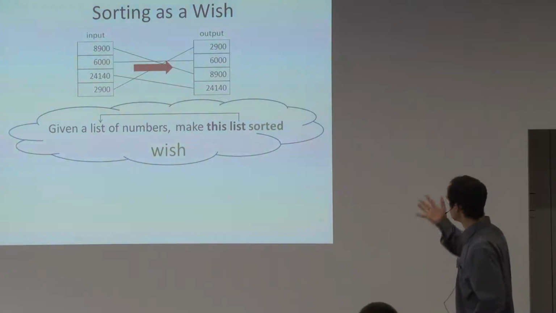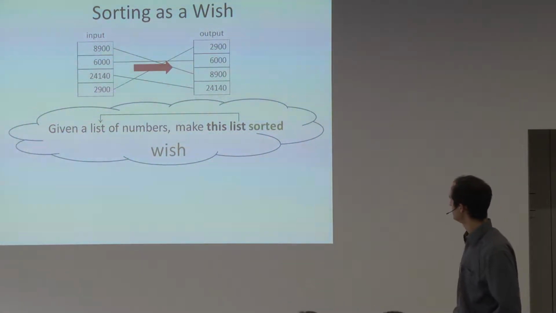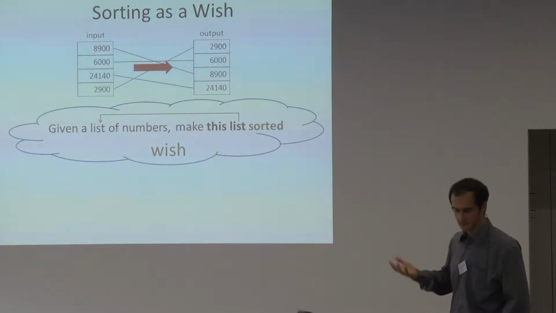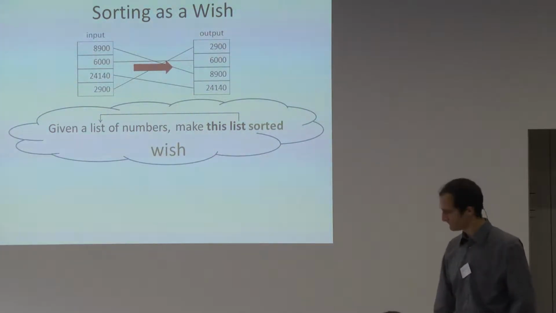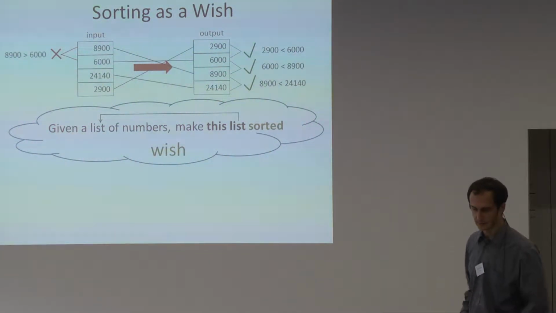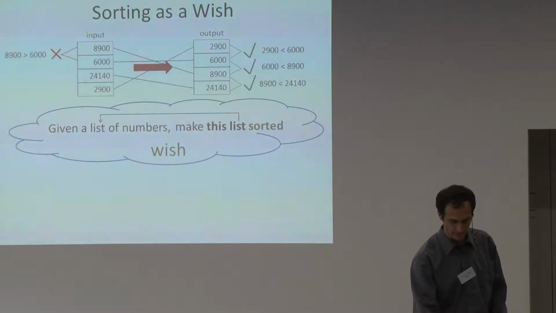And these two parts you could describe formally. For example, that the same list means that the output list is the same multiset of elements, or perhaps weaker, the same set of elements as the input list. And sorted, of course, means that in the resulting list, elements are in order. Let's assume in ascending order here.